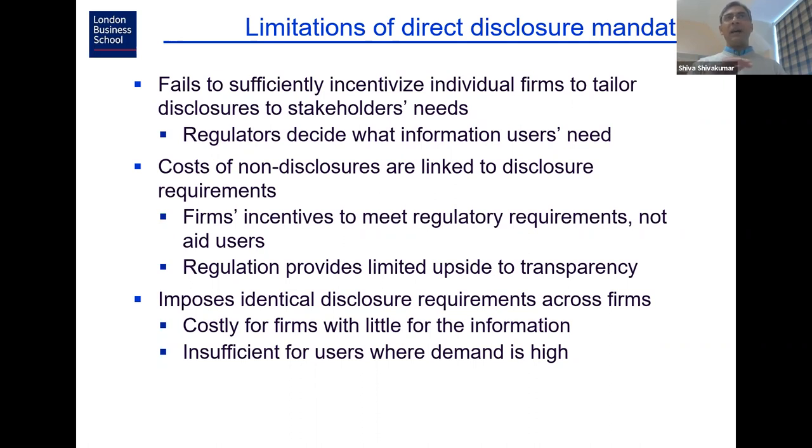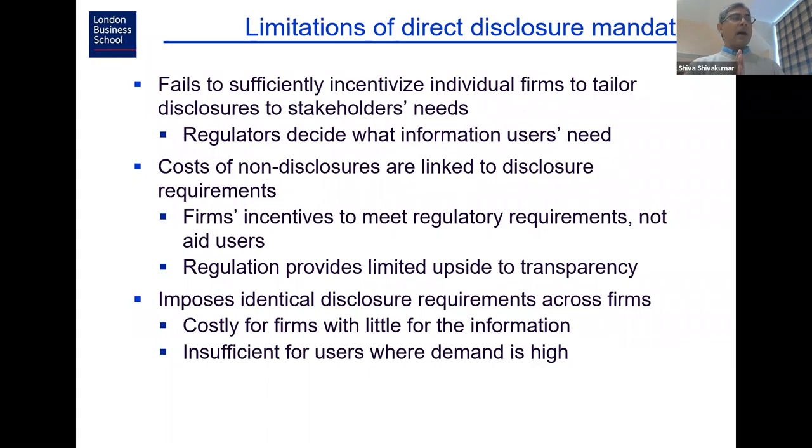Once companies have met the minimum standards that are needed to comply with the mandatory regulation, providing any more information is simply costly to the companies without any direct benefits that the firms might be getting out of adopting or following that particular mandate. So as a result, the mandatory regulation is not always successful in improving the transparency of companies.